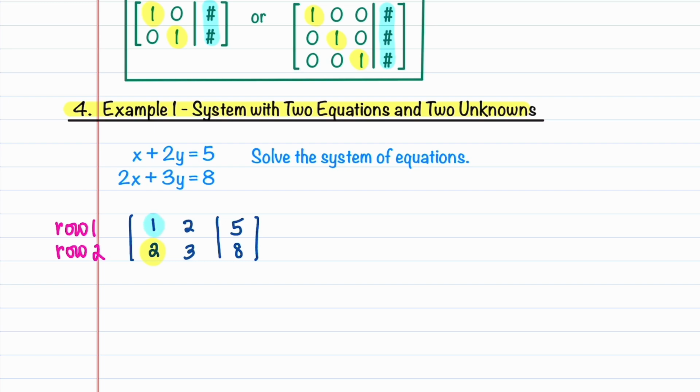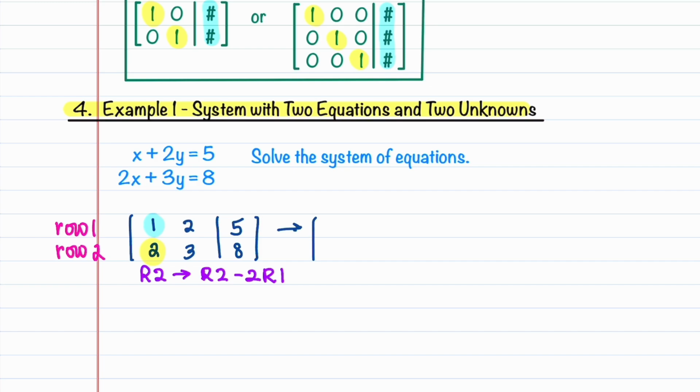The row operation that we're going to use is called row replacement, and we're going to take row 2 and replace it with row 2 minus 2 times row 1. Because if we multiply our 1 that we highlighted in blue by a negative 2, add it to the 2 highlighted in yellow, we end up with 0.